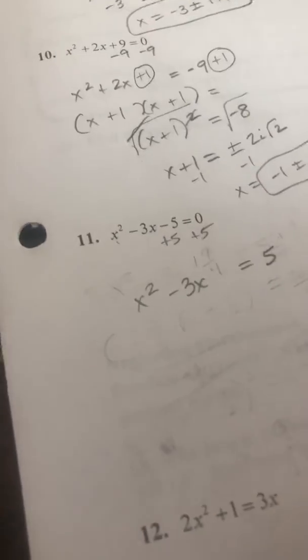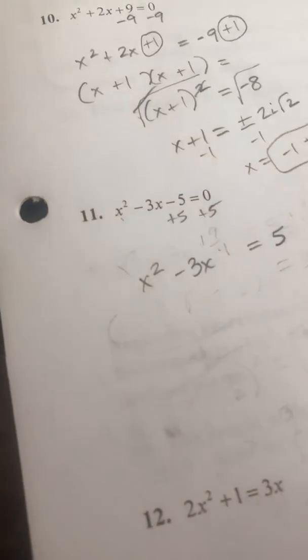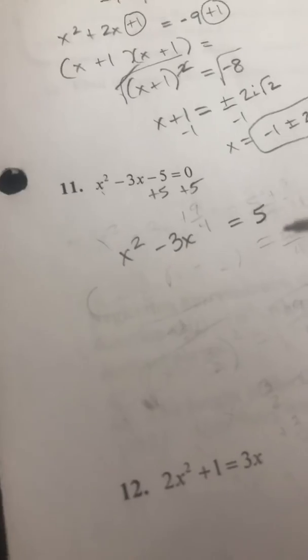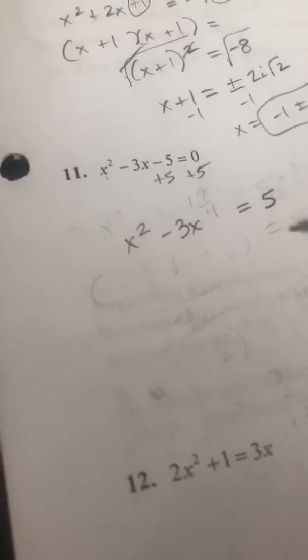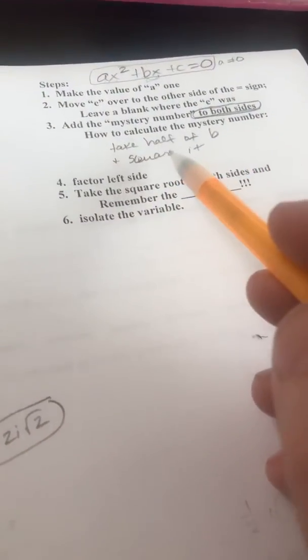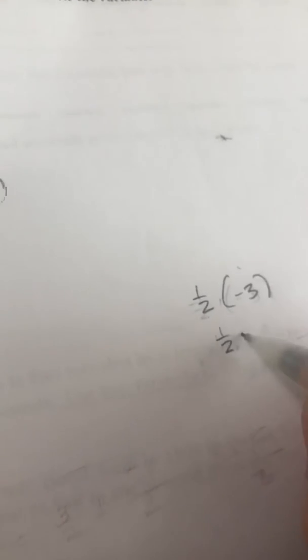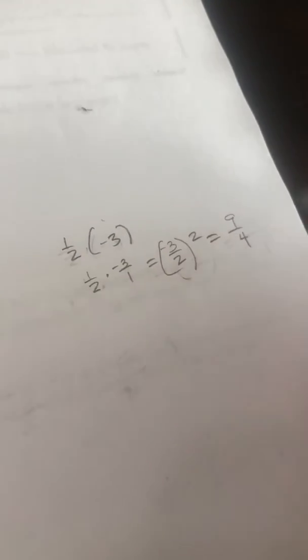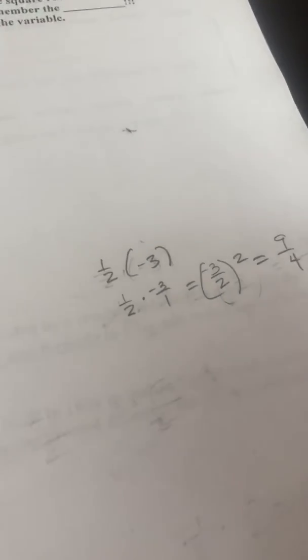Now, you can quickly figure out that finding that mystery number in my head is not quite as easy as it has been. So we're going to go over here and follow this formula. We're going to take half of b and square it. So we're going to take half of negative 3. Channeling your middle school, hopefully you remember half and then negative 3 over 1. So that's negative 3 over 2, and we're going to square it. And so that's going to give me 9/4. So I get to add 9/4 to both sides.